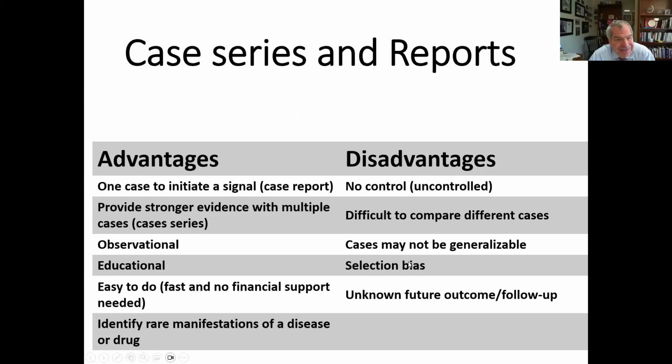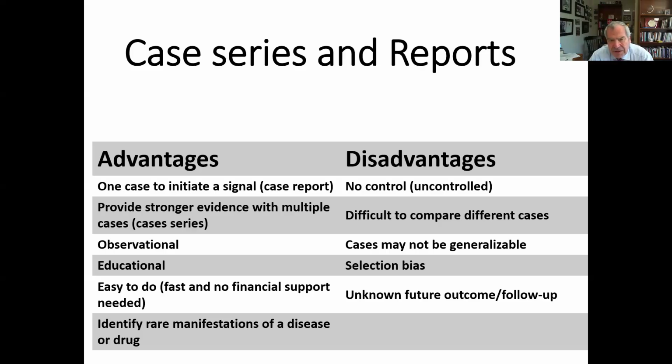The advantages: you just need one case to basically have a case report, something that you found to be very interesting, not necessarily routine, something that was unusual, something that was new. It provides stronger evidence when it can be seen with multiple cases. So you found multiple cases of this unusual type of finding. It's observational. It is educational. Almost most important, it's easy to do. You can do it very fast, and you really need no financial support to carry this forward. And these oftentimes identify some type of rare manifestation of a disease or some unusual finding that you can carry forward.